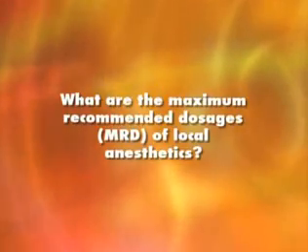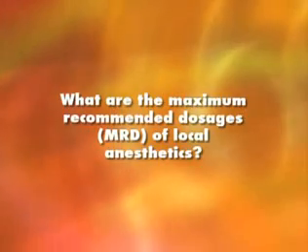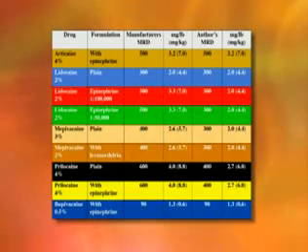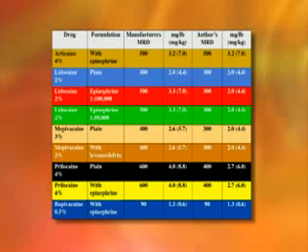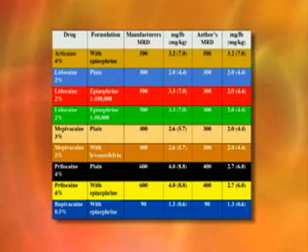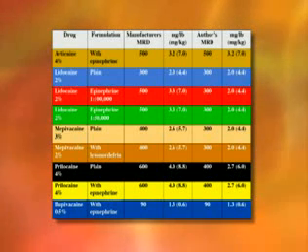What are the maximum recommended dosages of local anesthetics? MRDs, for the commonly used local anesthetics in dentistry, are calculated as milligrams per pound or milligrams per kilogram of body weight, up to an absolute maximum dosage. Other factors which might modify the MRD include the duration of time over which the drug is to be administered and the physical status of the patient.